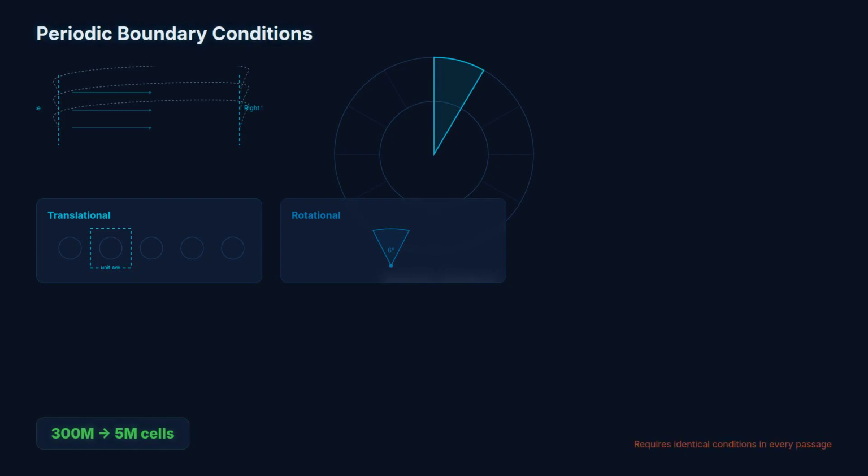But periodicity assumes identical conditions in every passage. One damaged blade or a circumferential temperature variation breaks the assumption. You need the full model.